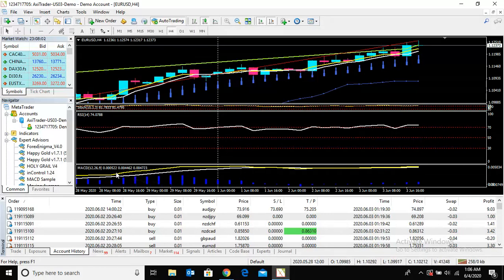One other thing in this indicator, you can see MACD. The MACD indicator consists of two oscillators, but forget the two oscillators and just focus on the histogram. When the histogram is positive, this one, you should look for the buy signal, and when the histogram is negative, you should look for the sell signal.